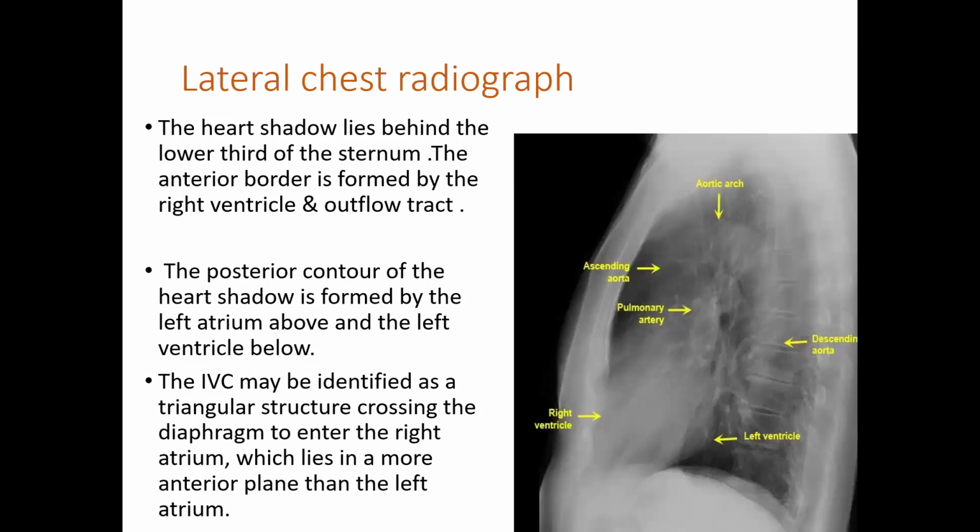On the lateral chest radiograph, the heart shadow lies behind the lower third of the sternum, with the anterior border mainly formed by the right ventricle and outflow tract, and the posterior contour mainly formed by the left atrium above and left ventricle below. The IVC may be identified as a triangular structure crossing the diaphragm to enter the right atrium.